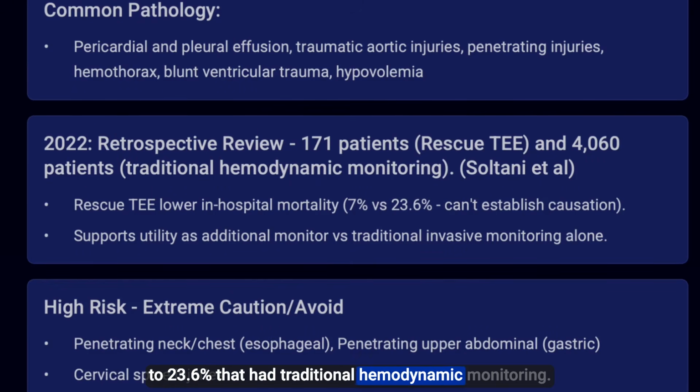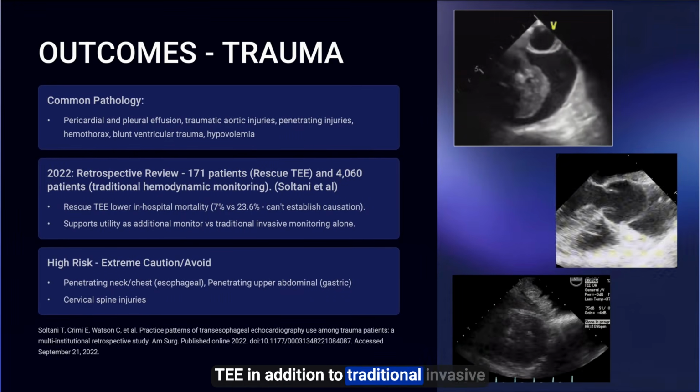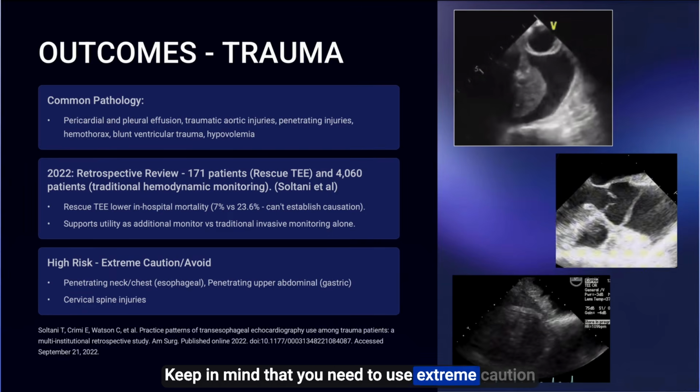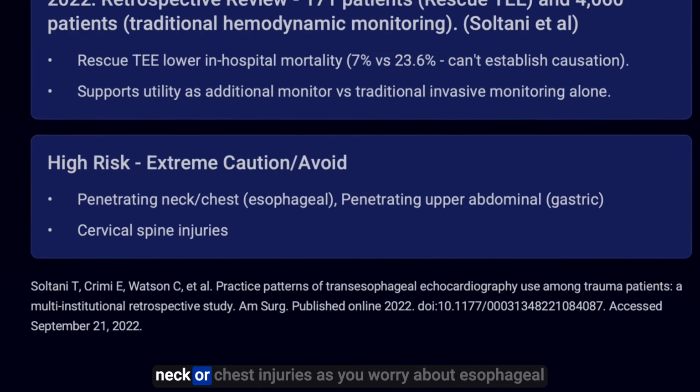Because this was a retrospective review, causation obviously can't be established, but it is an important signal that there may be significant benefit to Rescue TEE in this patient population. It also supports the utility of having Rescue TEE in addition to traditional invasive hemodynamic monitoring in trauma settings. Keep in mind that you need to use extreme caution or even avoid TEE in patients who have penetrating neck or chest injuries as you worry about esophageal injury or penetrating upper abdominal injuries where the patient could have gastric injuries.